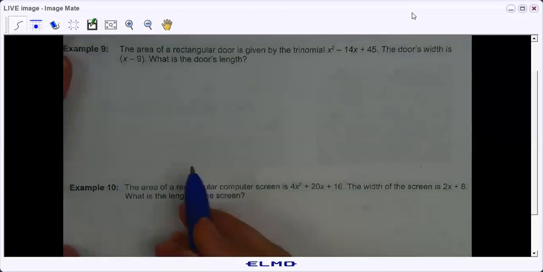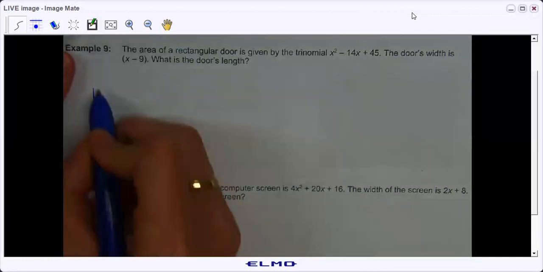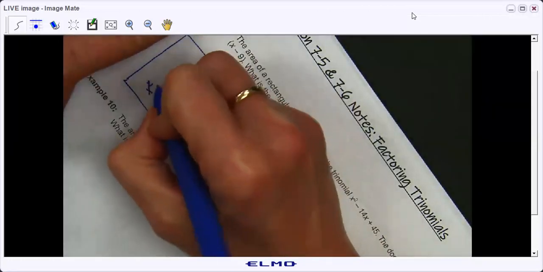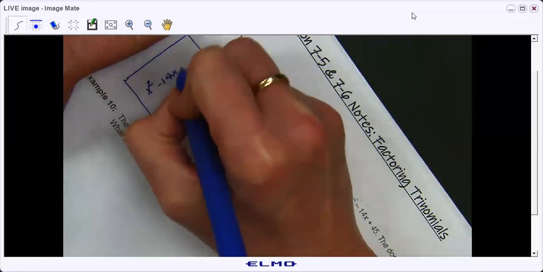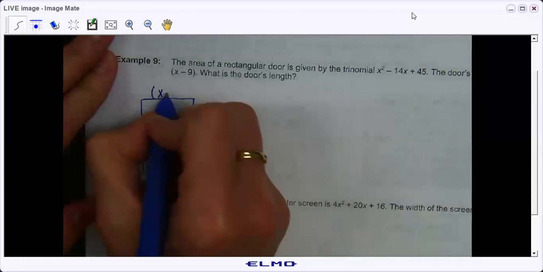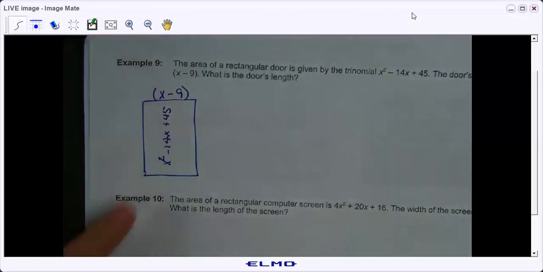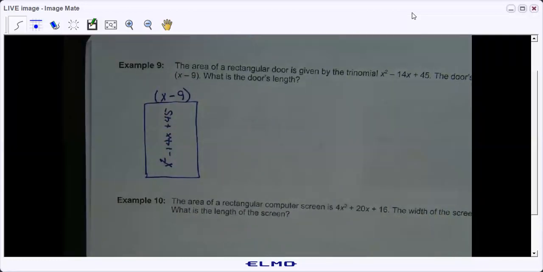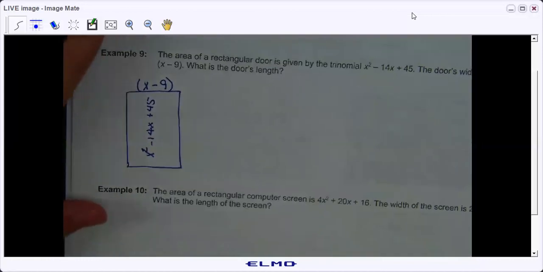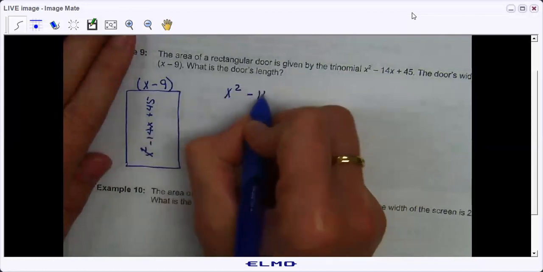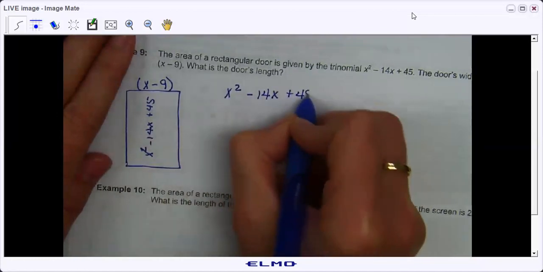Okay. So here's our door. The area is, I'm going to turn this to the side, x squared minus 14x plus 45. Okay. And the width is x minus 9. So basically, you have to factor this out. You're dividing these. That's actually what you're doing. Another way to say it is that you're factoring them. So let's take x squared minus 14x plus 45, and let's factor it out.